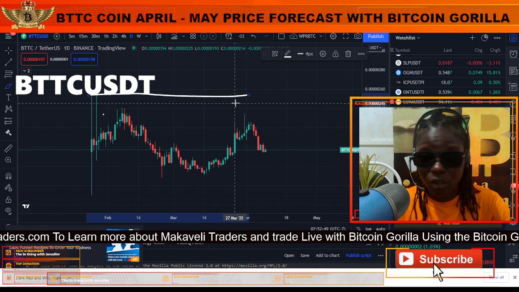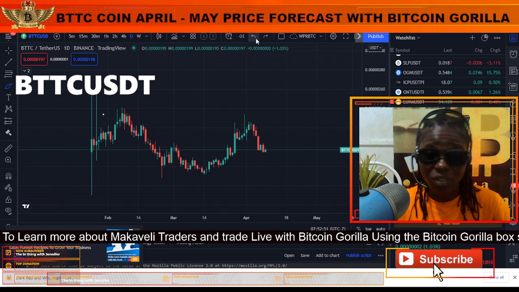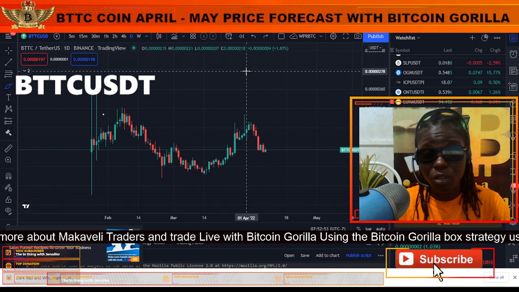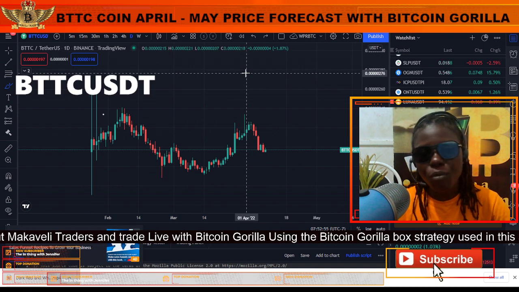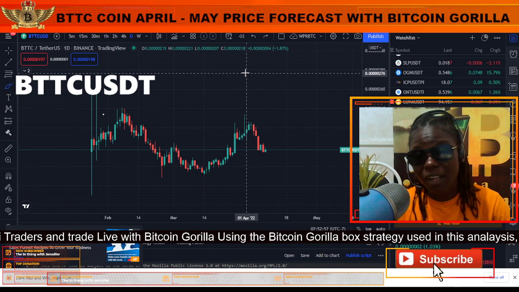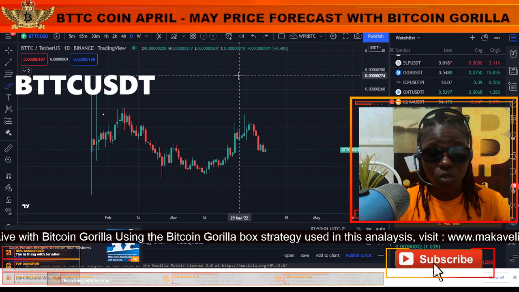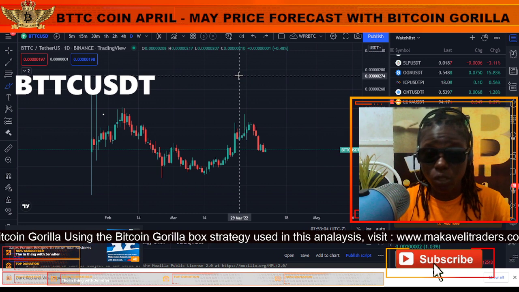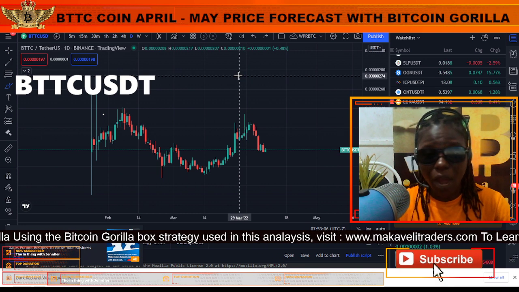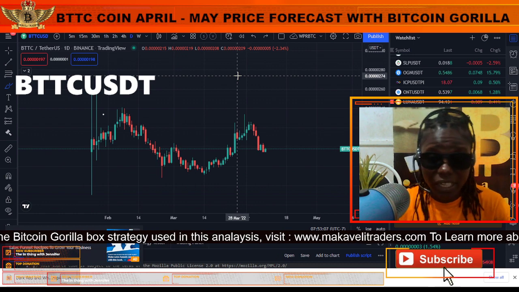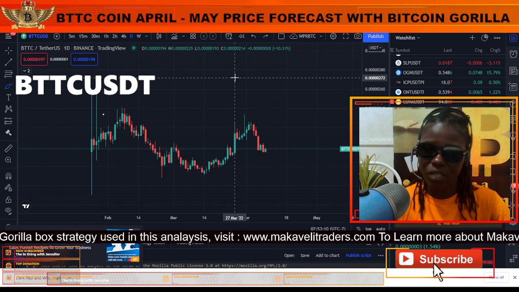I remember, Bitcoin Gorilla, if you end up liking the strategy I'm going to use in this analysis, because it's going to be simple price action. In fact, I created this strategy myself. It is called the Bitcoin Gorilla box strategy. I'll be drawing the chart on multiple time frames. I'll draw the chart on the daily chart, then we are going to analyze it on multiple time frames.